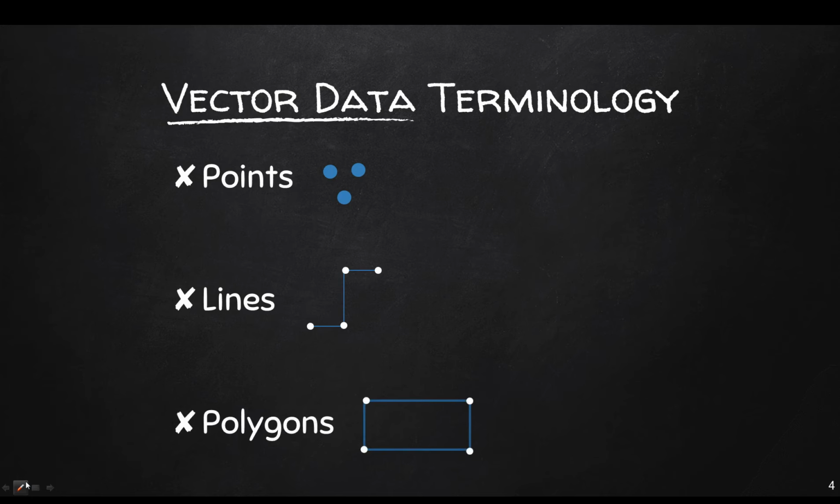Polygon features are represented by a closed series of lines, aka areas. So two-dimensional, they have the properties of area and perimeter. So the previous slide was polygon data for Idaho's counties.